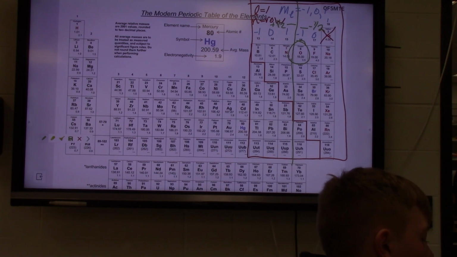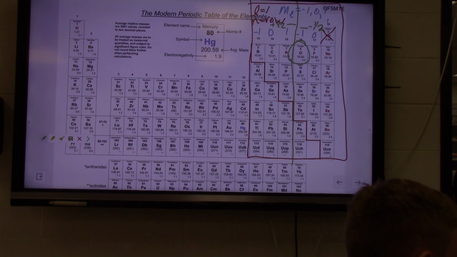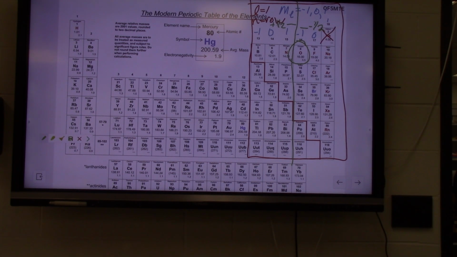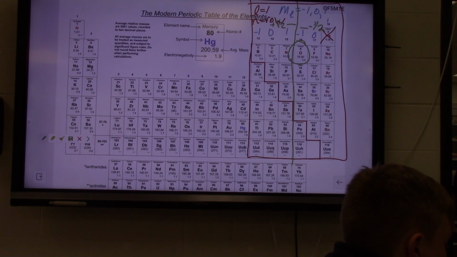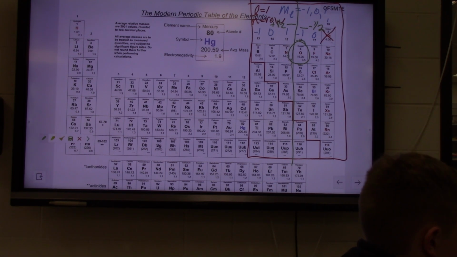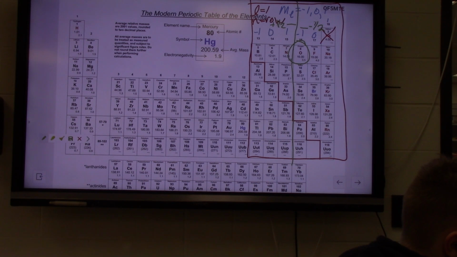Where do you find the M sub L? M sub L comes off of L. So where L is 1, the possible range is negative L to positive L, so it's -1, 0, 1. So that gives me the columns.